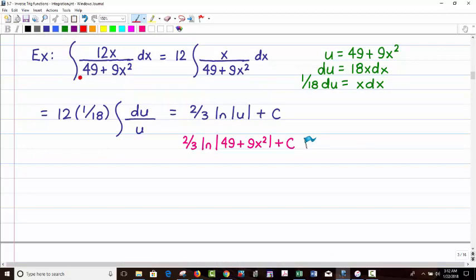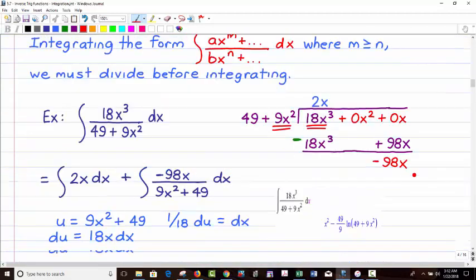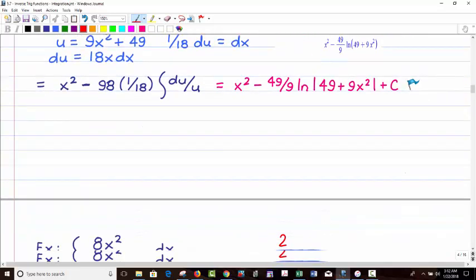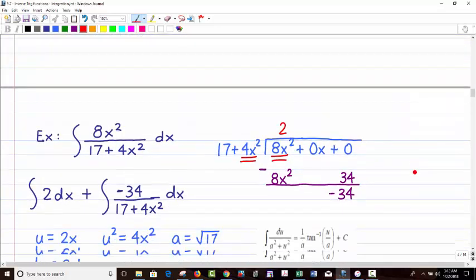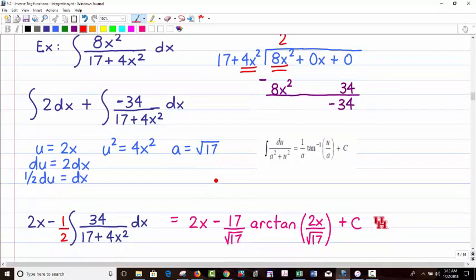I'm sorry, 49. I'm sorry, 49 is a perfect square of 7, but there's no rule that says you have to do that. So there's nothing wrong with a squared being 17. And then if a squared is 17, that makes a equal the square root of 17. So there's nothing wrong with that.